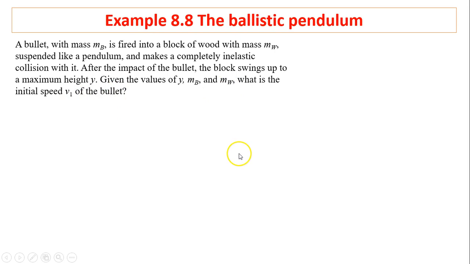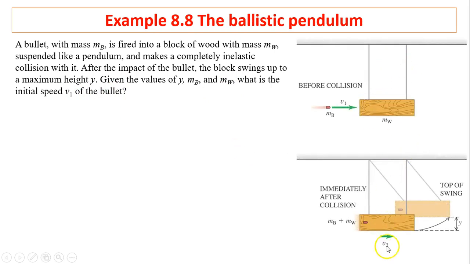of the bullet? So diagram the situation. Here's a bullet hitting the block. This is before the collision. This is after the collision. The bullet is embedded in the wood and the wood is going to swing. So here is y, and here is the speed v2. So the question is, what is the initial speed v1?